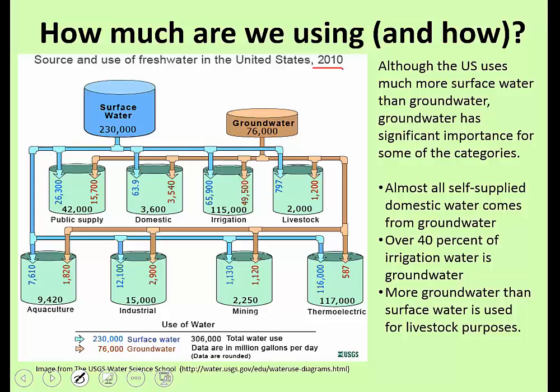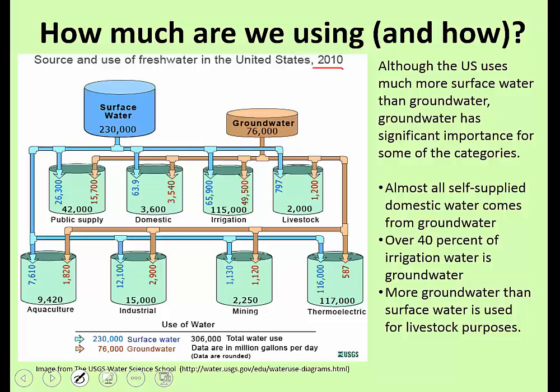Now from this, you can see surface water and groundwater, what we have. Okay, now these are in millions of gallons per day. So surface water, we use about 230 million gallons of water. Groundwater, we use about 76,000 million gallons, if that makes any sense. It seems a little bit odd, but it's just a multiplier up. It's easier than talking about billions, trillions, and whatnot. Okay, so we are using by far more surface water than we are groundwater.